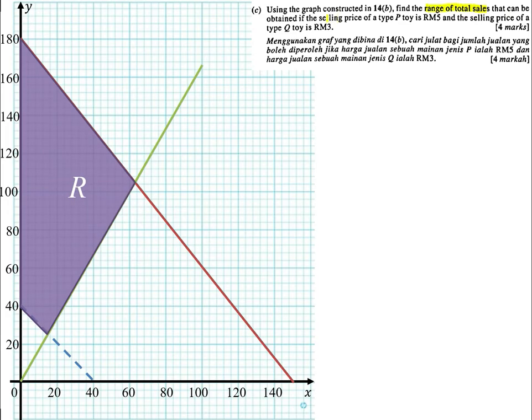Question C. We want to use the graph to find the range of total sales that can be obtained if the selling price of P is 5 ringgit and Q is 3 ringgit. P is X, Q is Y. With that, we will get the cost function, which is 5x plus 3y.